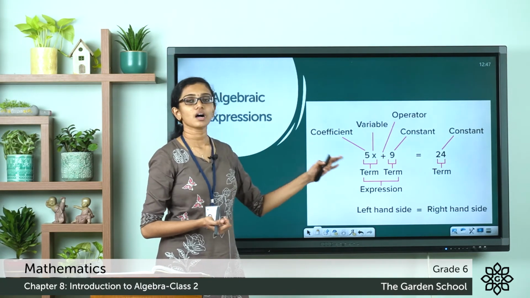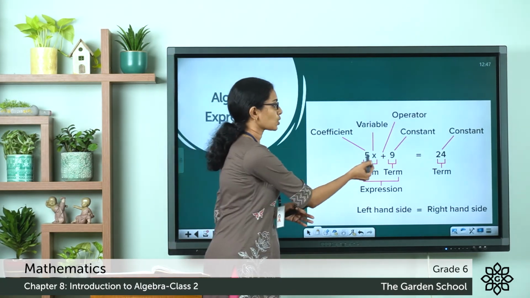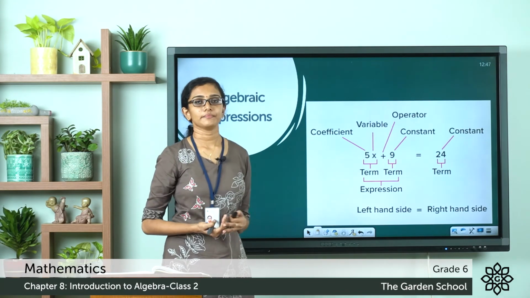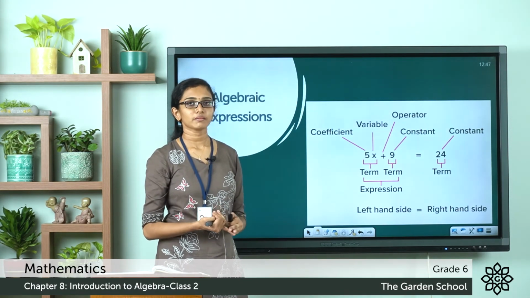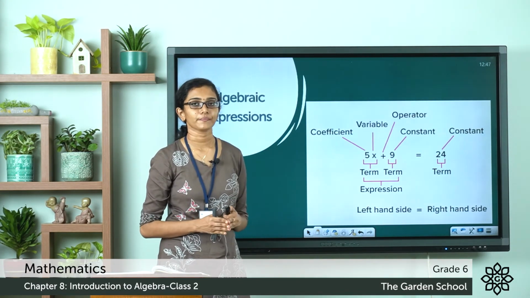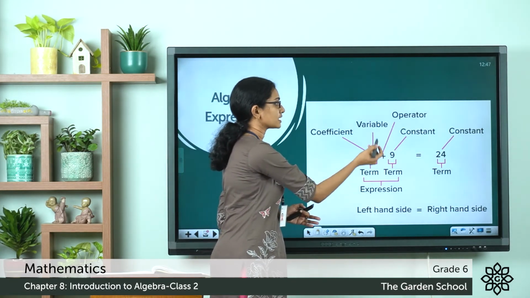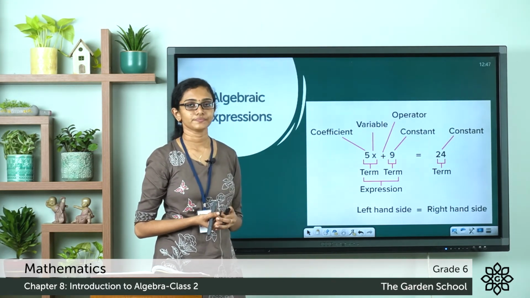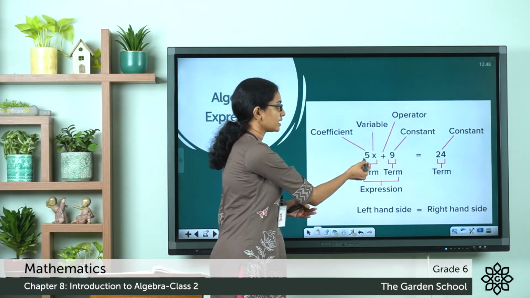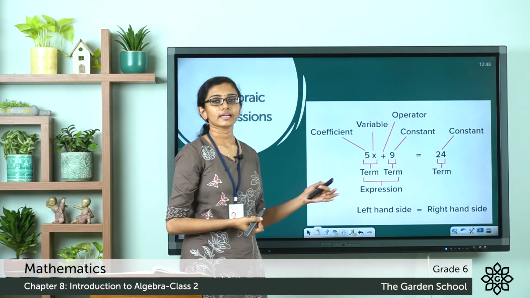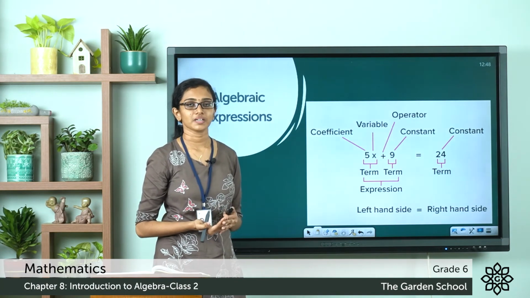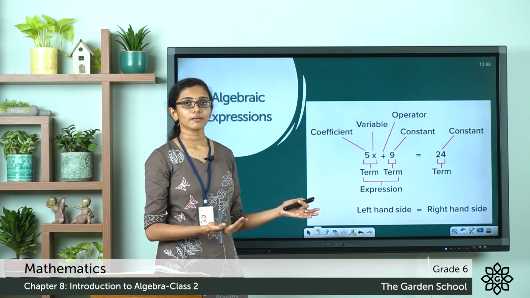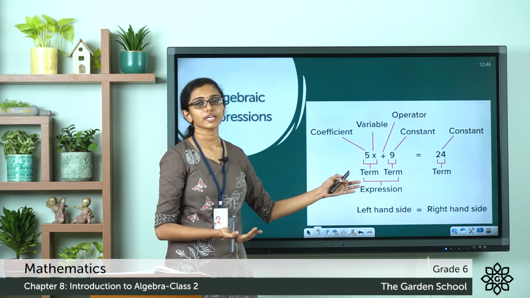Now in this algebraic equation, each of these is called a term. So a term can be a variable or a number. Now the plus sign here is the mathematical operator used in this equation. Now the number 5 here before the variable x, that's called the coefficient of the variable. So coefficient is that number that you multiply the variable with.